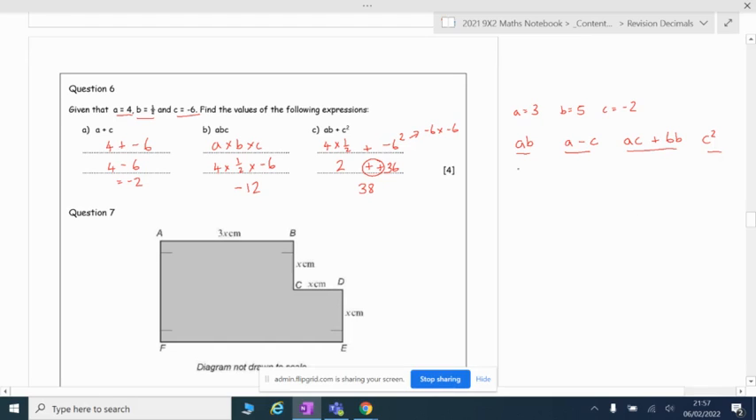And the answer is a times b is 15. A take away c means we're taking away a minus, so we're adding. So the answer to that was 5. A times c is minus 6 plus 6 lots of b, which is 30. That's 24, minus 6 plus 30. And c squared, minus 2 times minus 2. Remember again, so it's minus 2 squared. And because it's a minus times a minus, the answer to that is positive 4. We move on.